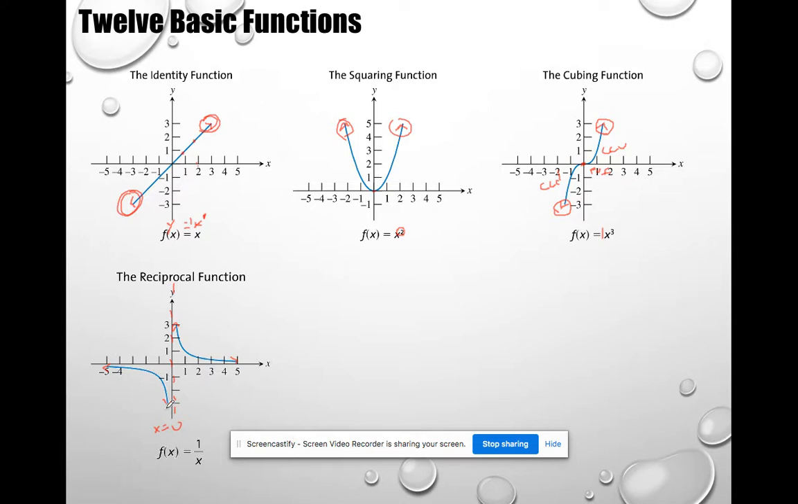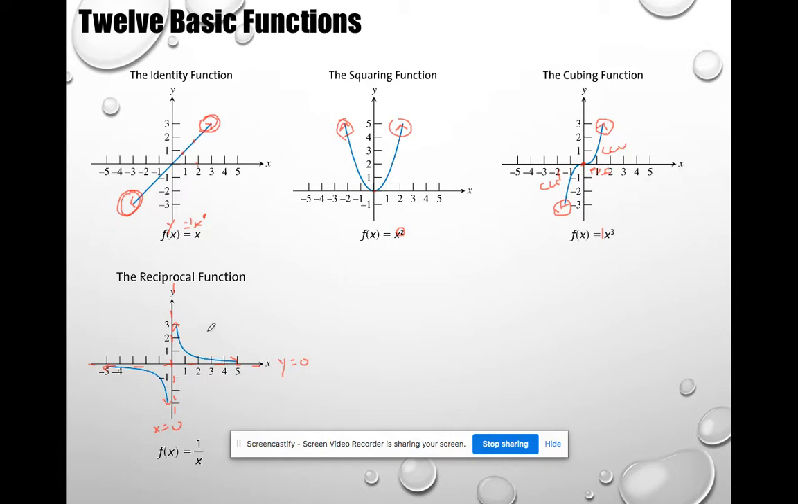Notice that there is a continuity break, whereas the identity, squaring, and cubic functions are all continuous because they're polynomials. A rational function has a break in it. Not all rational functions have breaks because it just depends upon what makes the denominator equal to 0. This rational function also has a horizontal asymptote.